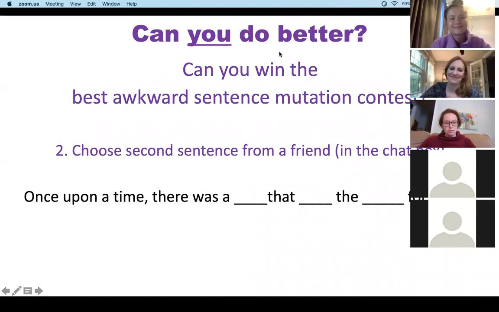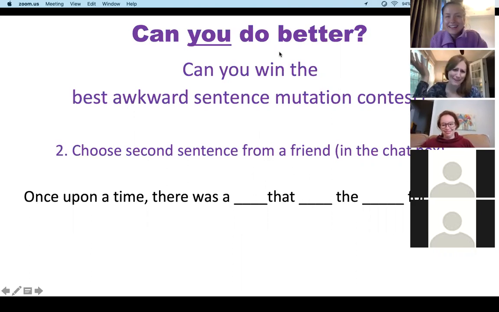Once upon a time, there was a man that ate that had danced for G. Yeah, doesn't really make so much sense. Lucas, do you want to try another combination of those two sentences? Okay. Once upon a time, there was a cow that danced the grass for fun. You said once upon a time there was a cow that danced the grass for fun.